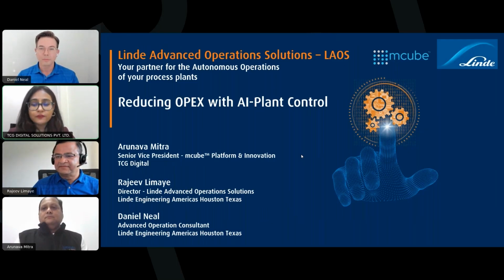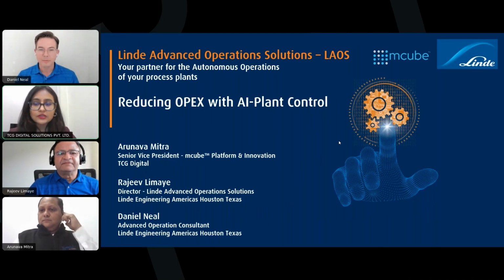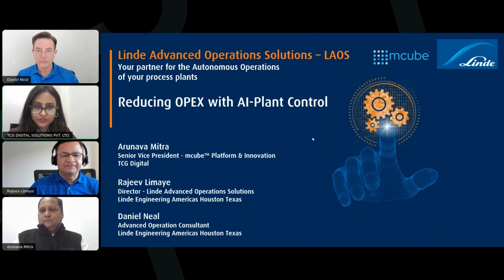Over the next 45 minutes, you will hear how AI plant control enabled by MCube goes beyond traditional automation, leveraging machine learning, multivariate correlation, and autonomous decision support. We'll also take you through real-life implementations, the lessons we've learned, and how to build a roadmap for adopting AI-driven control in your own operations.